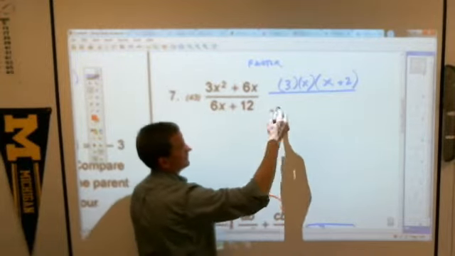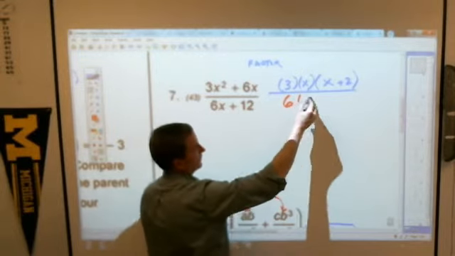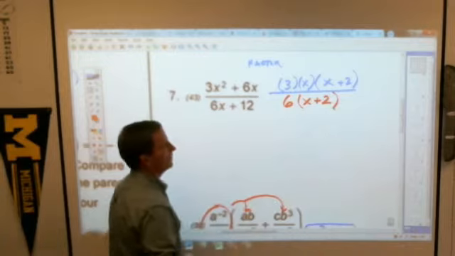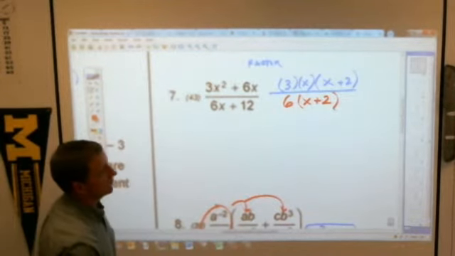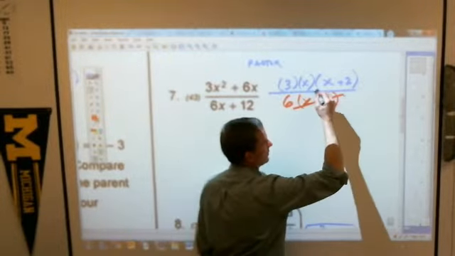A 6. You can take a 6 out. If you take a 6 out, you're left with an x plus a 2. Oh, look, how nice of that. Okay, let's get there. These are identical, so they cross off.